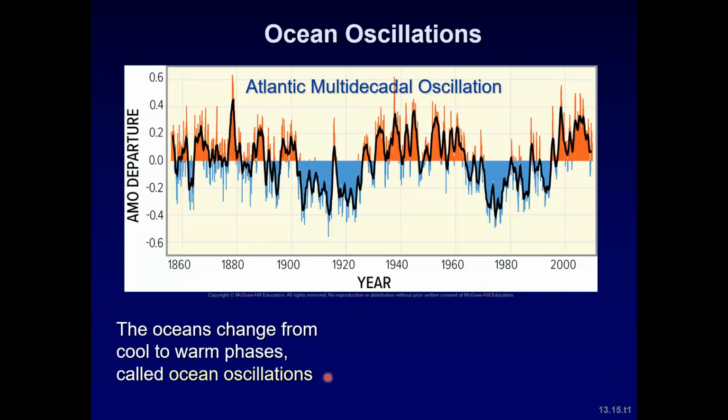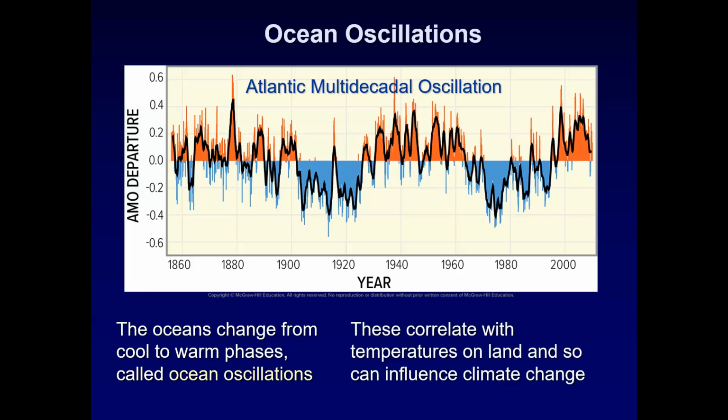All right, more on ocean oscillations. So this is the Atlantic multidecadal oscillation. And you have a departure shown here from warmer to cooler. The point is that oceans change from cool to warm phases, and those are our ocean oscillations. They're marked by changes in atmospheric pressure, wind circulation, and sea surface temperatures. And the warm and cold phases can last a year or so in the case of El Nino, or decades.